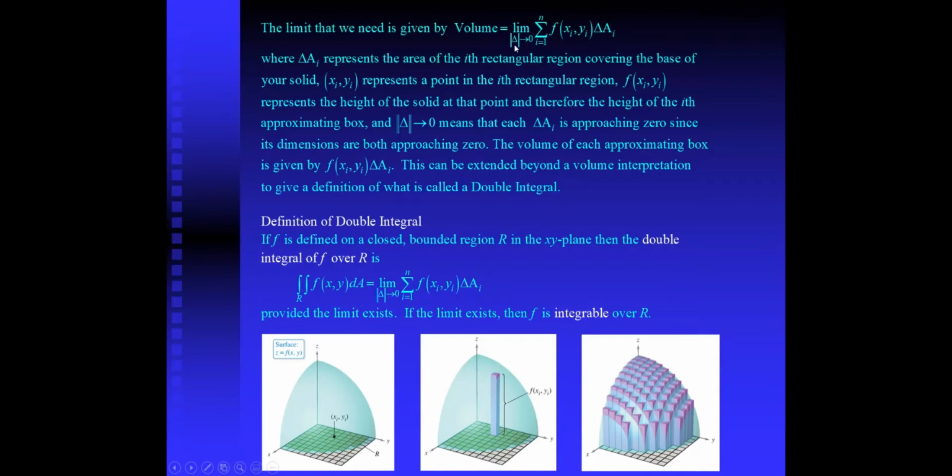So in this limit process, what this little symbol is telling you is you're taking a limit as n approaches infinity of this sum, with the function evaluated at some point in the ith rectangle giving you the height of the approximating box, and delta A sub i giving you the area of the base of the ith box, so that's the volume of the ith approximating box. But in computing this limit as n approaches infinity, you've got to make sure that each side of your approximating box is approaching 0.